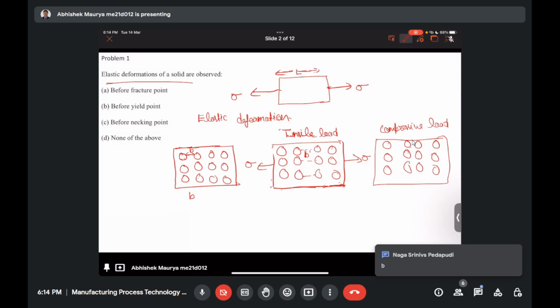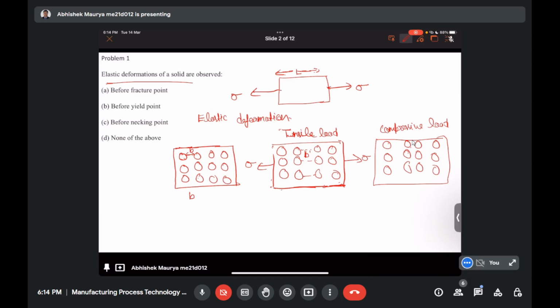Yes, Srinivas, you are correct. So now we are discussing what will be happening inside the material. This is the initial state of the material, and this is the schematic representation when we applied some tensile load on the material. In case of tensile load we can see a small disturbance in the distance between the atoms. Here B dash is a little greater than B, where B is the equilibrium distance between the atoms.